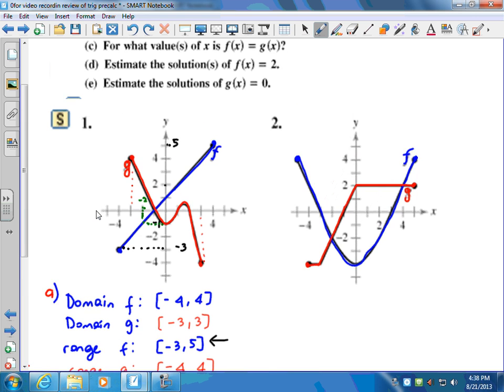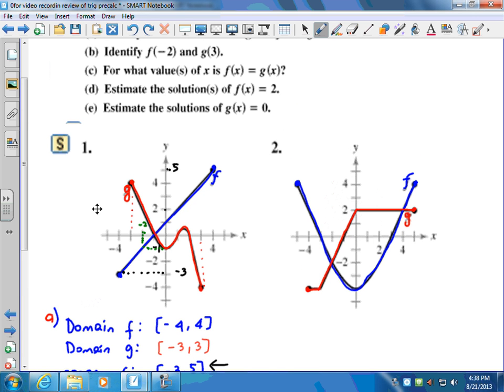And what about g of 3? So now find a point 3. There are tick marks here and here. This is at point 3. And now go to the g.